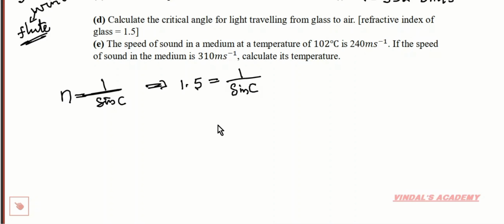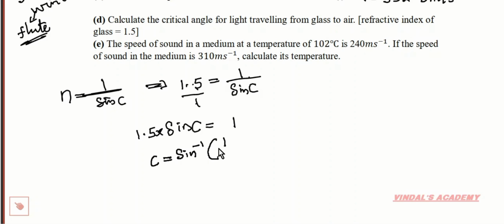So you are saying sine C multiplied by 1.5. People say cross multiplication. All right, I am clearing the fraction: this times this and this times this. I have that C is equal to sine inverse of 1 all over 1.5. When you do that, you are going to have 41.8 degrees. This is the value we have there.